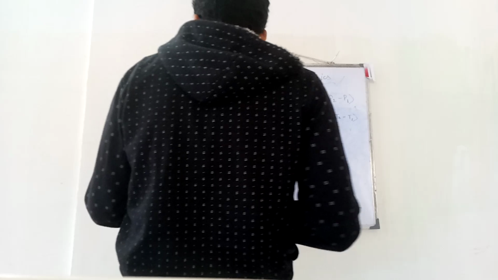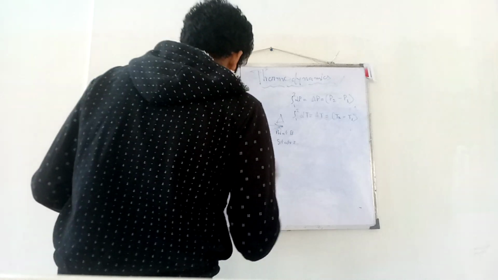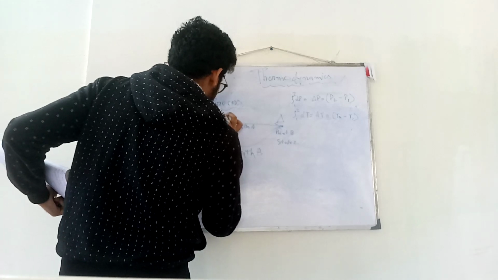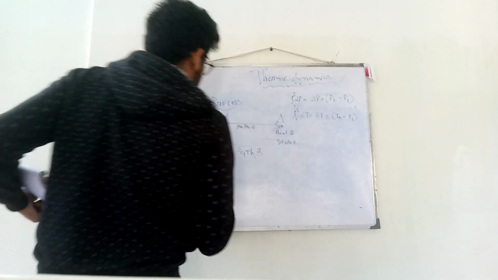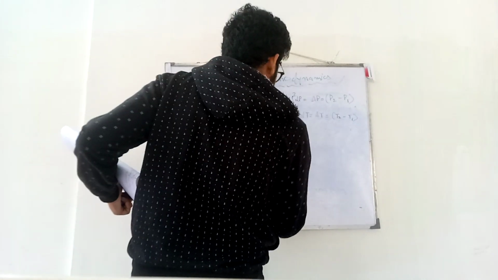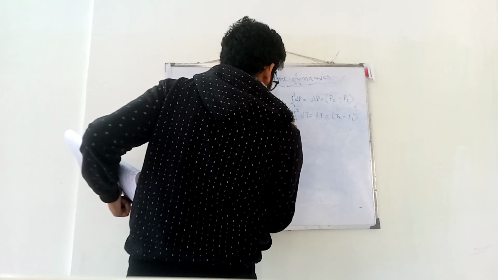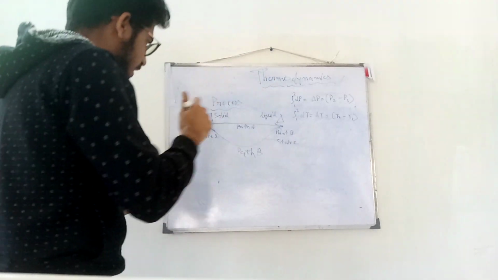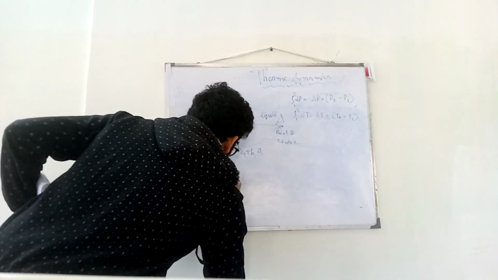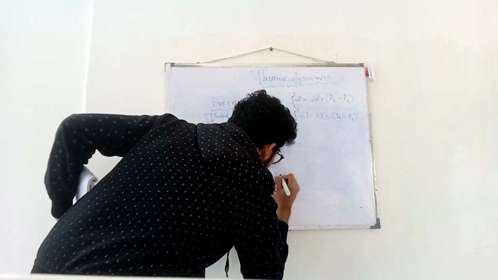This is how the process changes, and the state is changing. Suppose this substance is in solid state, and this thing is changing into liquid state. Suppose this is ice, and the ice is melting to water.